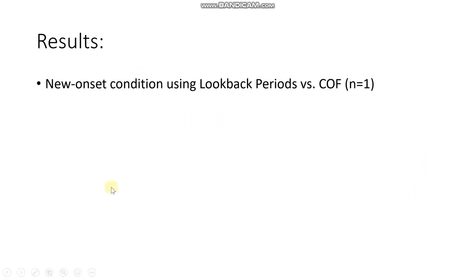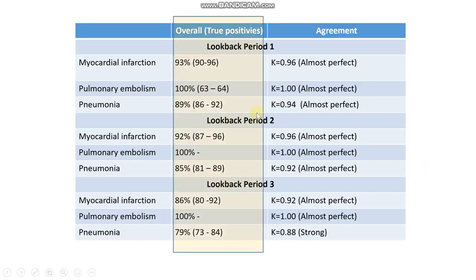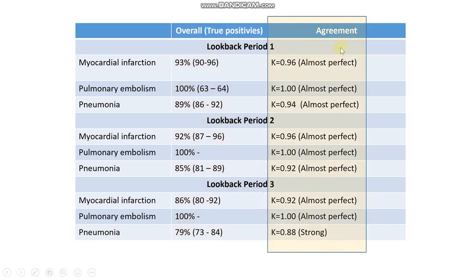Now, when we examine new-onset conditions, what we found was that there was a substantially higher percentage of match when you use the various look-back periods compared to the COF variable, but certainly on an absolute level, much higher in look-back period 1 than the other two. And when we moved on to the agreement, it was almost perfect in look-back period 1 and look-back period 2. And these findings suggest that look-back period 1 is potentially a suitable alternative way of assessing pre-existing and new onset condition.